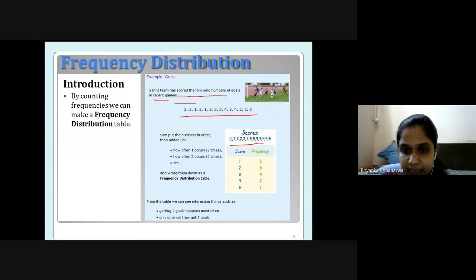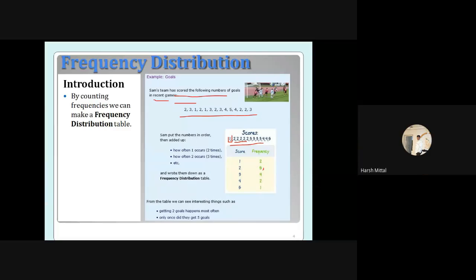Then we have checked 1 is repeated 2 times, so I give the frequency 2. Then 2 is repeated how many times? 2 is repeated 5 times. Then I give the frequency 5.